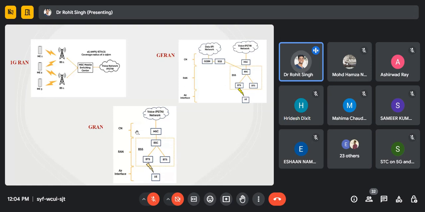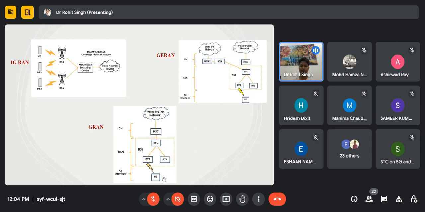This is first generation RAN. This is second generation RAN. This is the 2.5 generation RAN. Okay, look at the first generation RAN. There is the base station, and your mobile is connected to the core network via the base station. Base station is being controlled by the MSC, that is Mobile Switching Center.